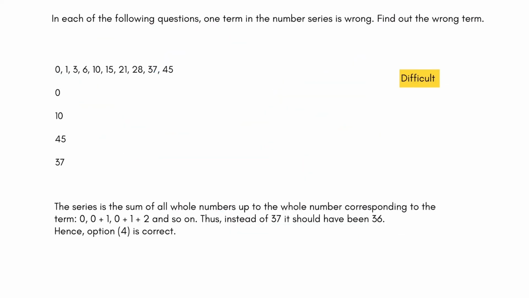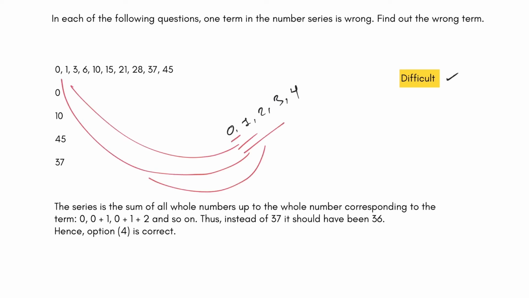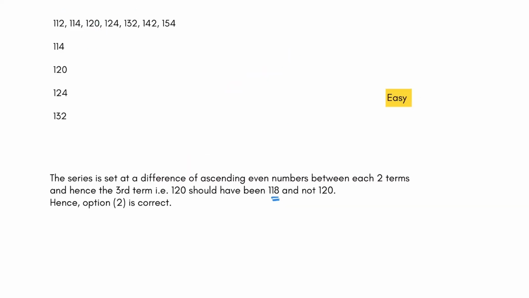Next is a number series. You have to find the wrong term in the series, but this is difficult. This is a whole number series. The whole numbers are 0, 1, 2, 3, 4, and you have to add first the 0, then 0 and 1, keep it here, then 0, 1, 2, 3, keep it here, and so on. To get this click is difficult. That's why I place this in the difficult problems.